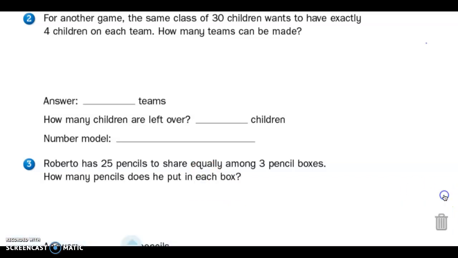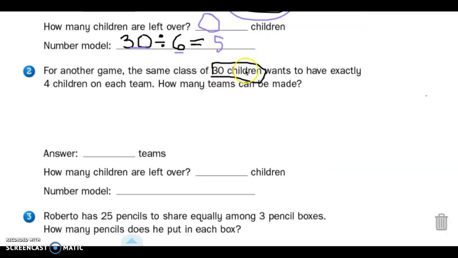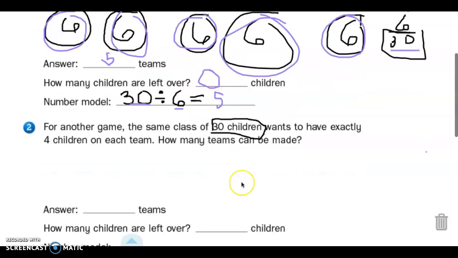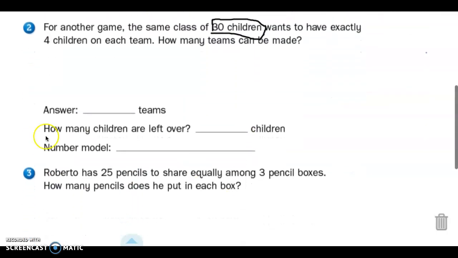It says for another game, this same class of 30 children want to have exactly 4 children on each team. How many teams can be made? Okay, so we know that there's 30 children total. So what do I know about my number model? This is the total. There are 30 kids to start.